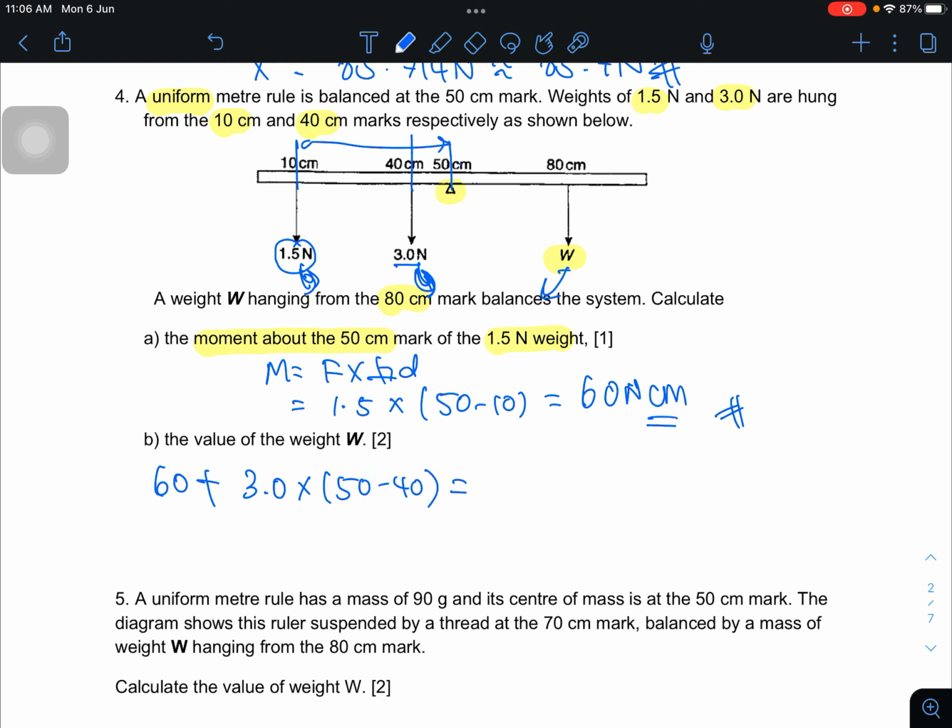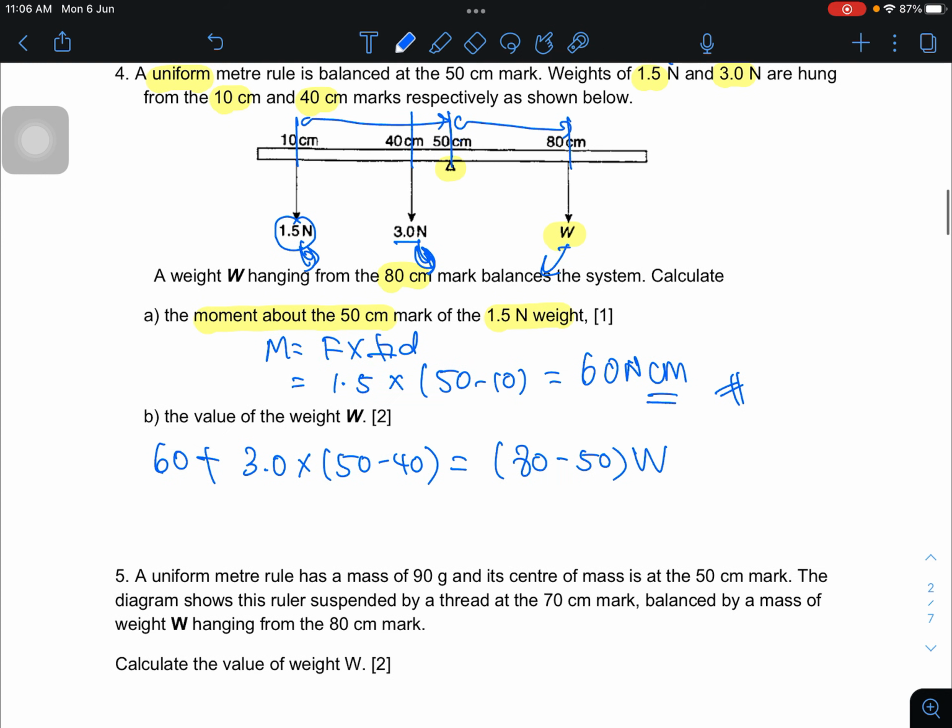This is the anti-clockwise moment. It must be equal to the clockwise moment. The clockwise moment will be, what is the distance? 80 minus 50, multiplied by W. I know many of you do not like to play around with long equations. You like to do it one part at a time: find the anti-clockwise moment first, then the clockwise, then another step to equate them. It is fine by me, but usually I like to compress everything in one line, because the more lines I write, the more careless mistakes I may commit. So please try to get better at this and hone your mathematical skills as well.